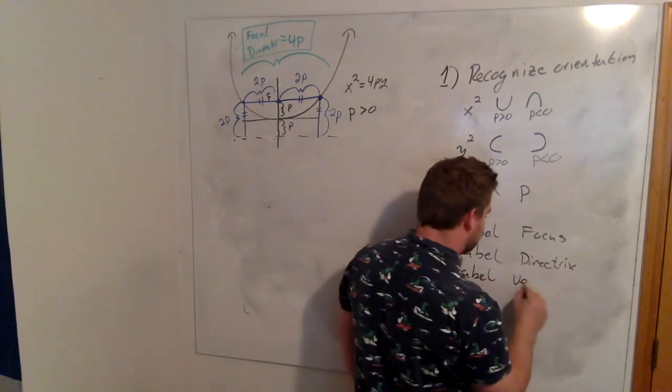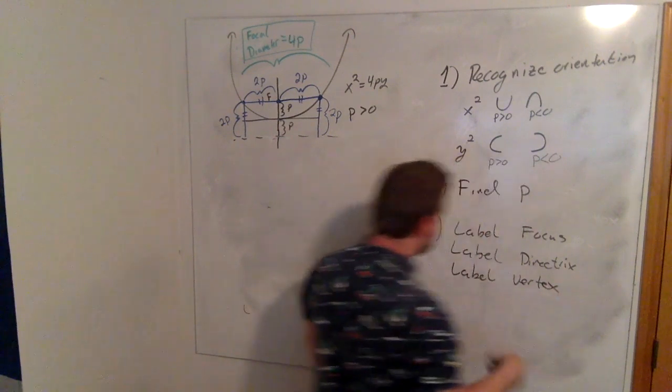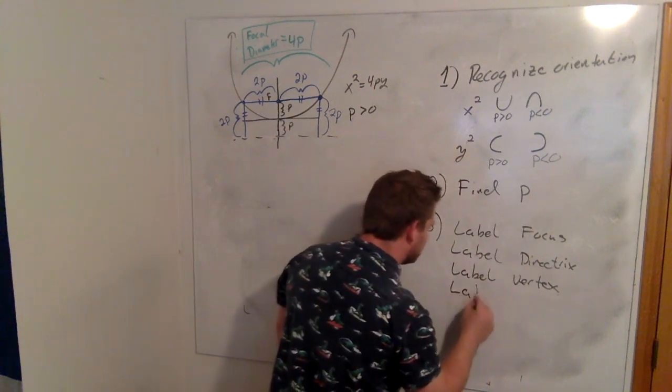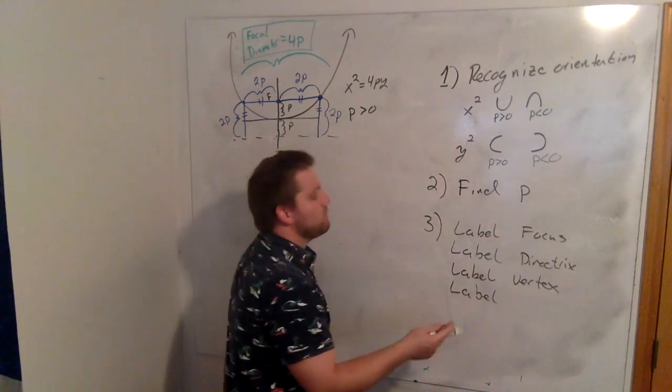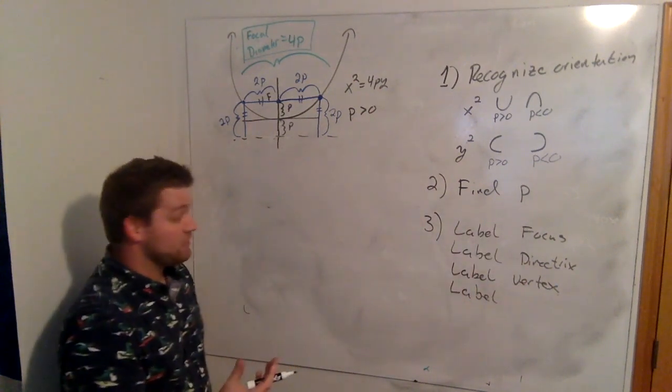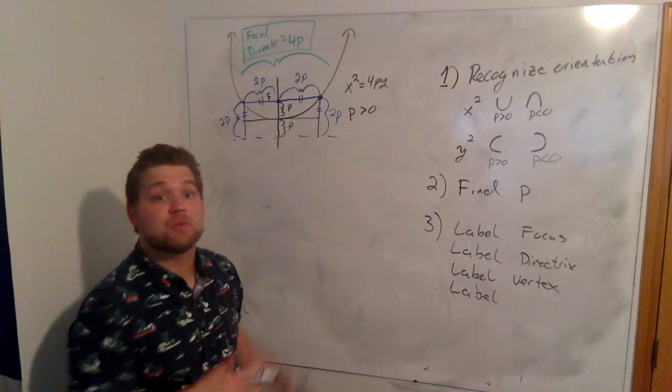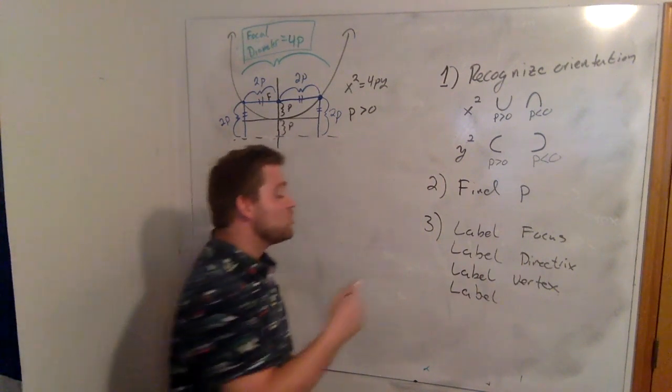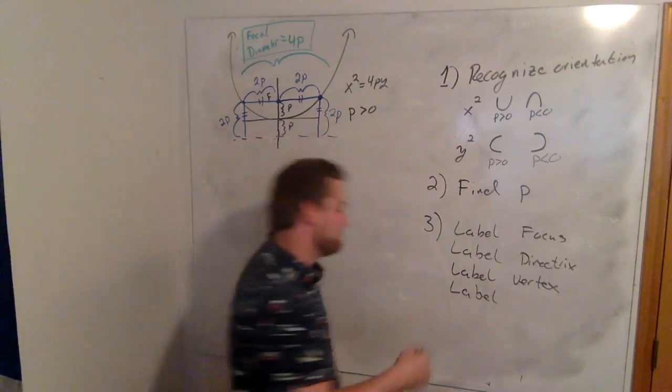label the vertex, and you're going to want to also label this part. So notice just writing these right here doesn't really tell me everything about the parabola. I also want to know a little bit of information about the width of the parabola. You're going to label the endpoints on the focal diameter.